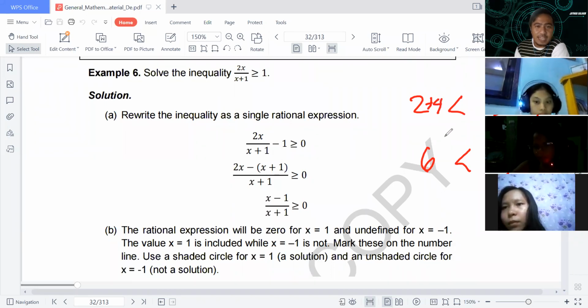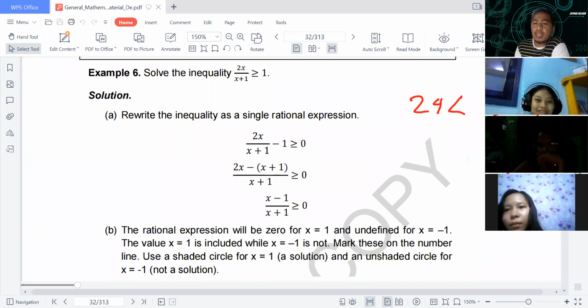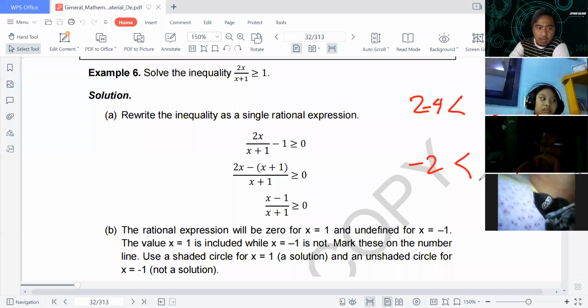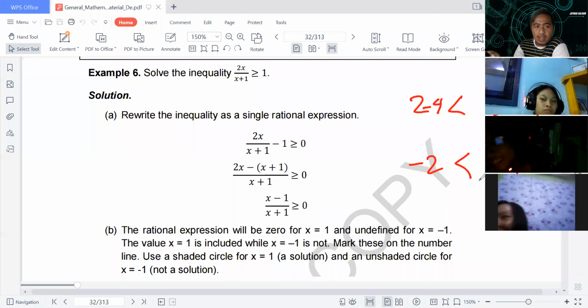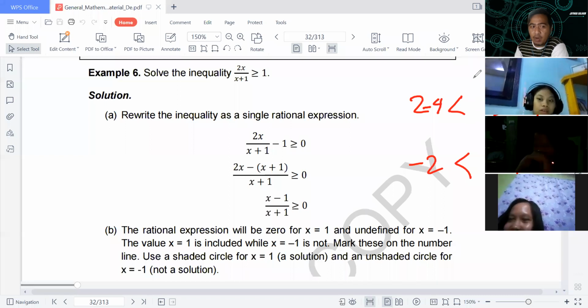How about if I subtract? Is the inequality affected? No. Minus. What's the answer here? Negative 2. And here, negative 1. Is the inequality affected? No, sir. So there is no problem if you add or subtract a number. Still, you will use the same inequality, whether it is greater than or less than.